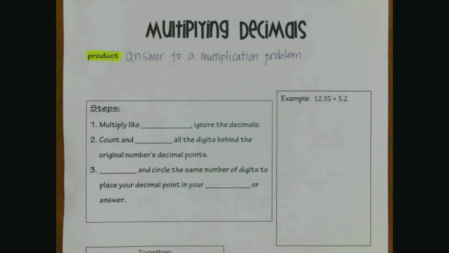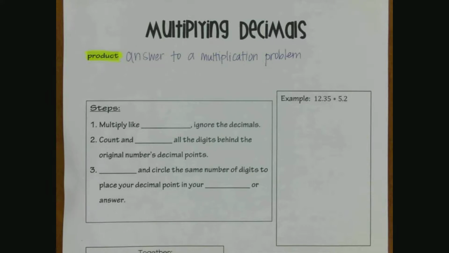Today we're going to be talking about multiplying decimals. Our first vocabulary word is product, which should sound familiar to you. We keep going over and over these. Hopefully you can get them down because we're going over them a lot. Remember that the product is the answer to a multiplication problem. Okay, so let's jump right into this.